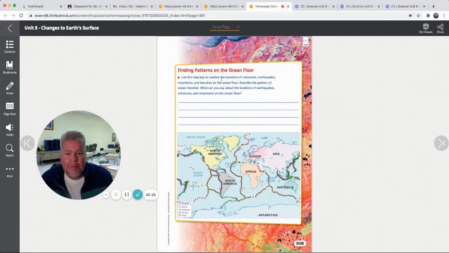Okay. Use the map key to explore the locations of volcanoes and earthquakes, mountains and trenches on the ocean floor. Describe the pattern of ocean trenches. What can you say about the location of earthquakes, volcanoes, and mountains on the ocean floor?